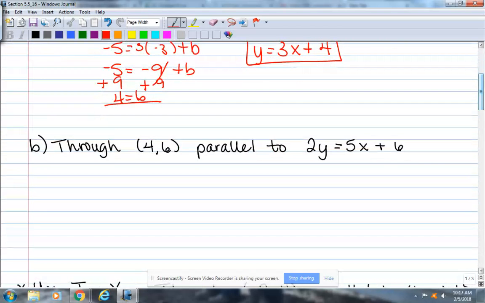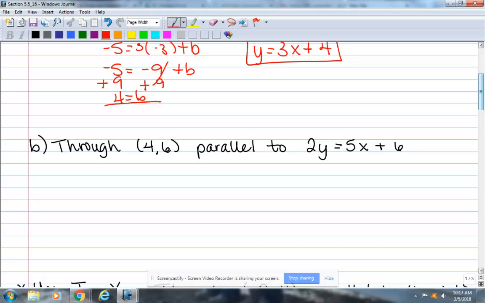All right, new problem. This time we want the equation of a line that goes through the point 4, 6 that is parallel to the line 2y equals 5x plus 6. Is their equation in slope-intercept form? No. So before we can tell what their slope is, we've got to put their equation in slope-intercept form.